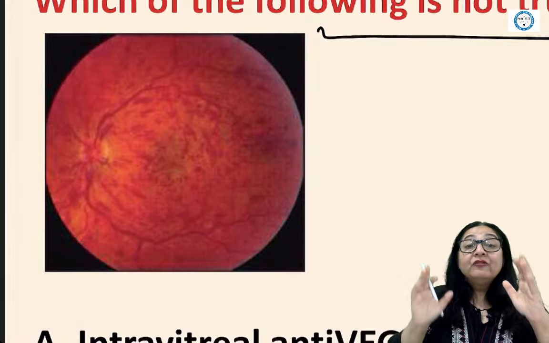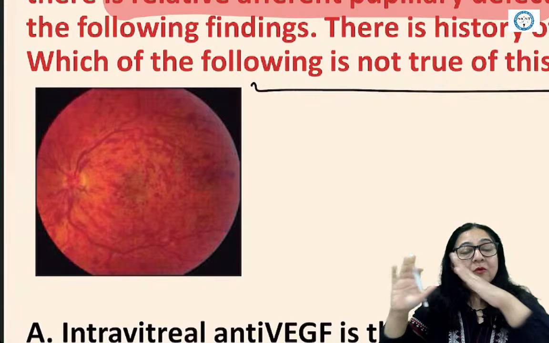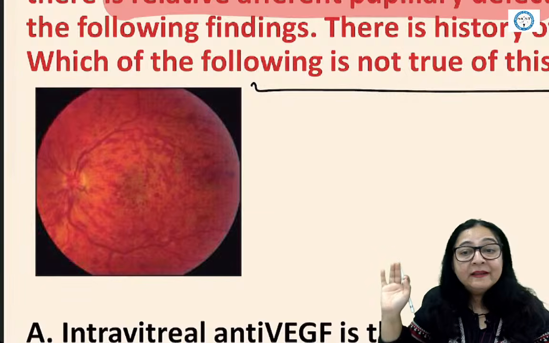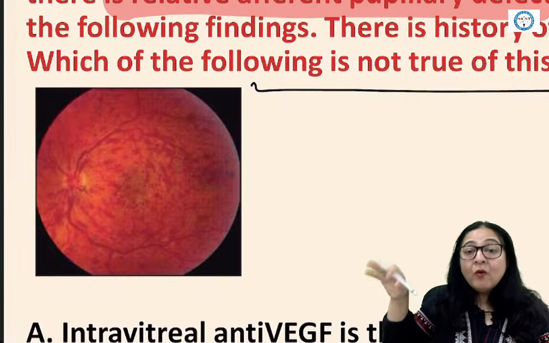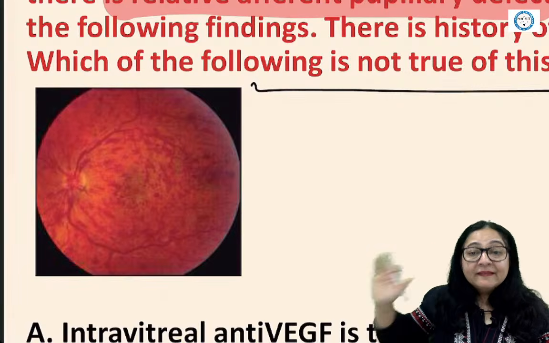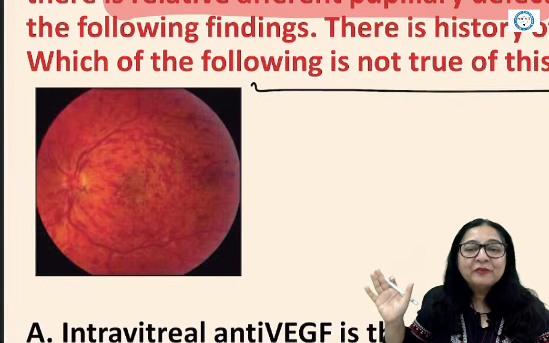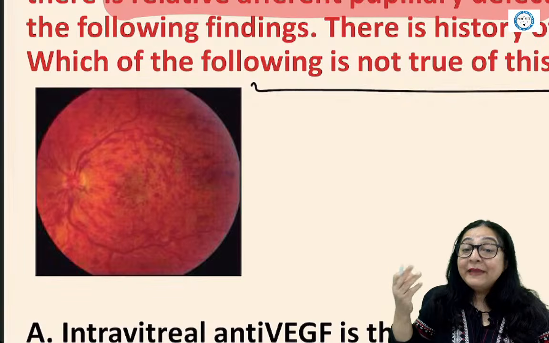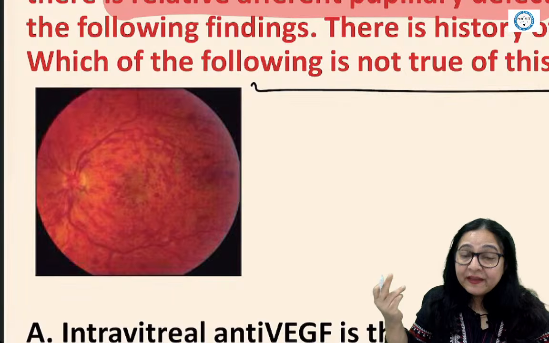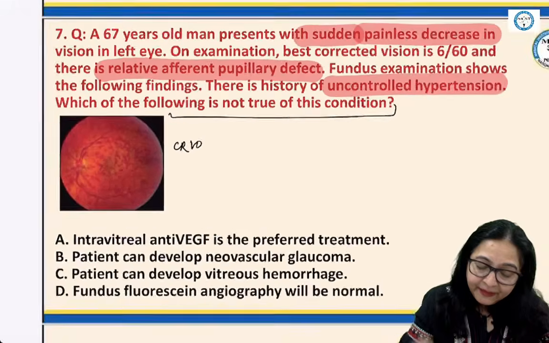Yes, very right. So as you can see, the whole of the fundus is filled with retinal hemorrhages. Hemorrhages in all four quadrants, flame shaped, dot and blot hemorrhages, as if a tomato has been splashed on the fundus. So tomato splash appearance of the fundus, painless decrease in vision. That is a feature of CRVO, central retinal vein occlusion. Absolutely right. Now let's come to the choices.